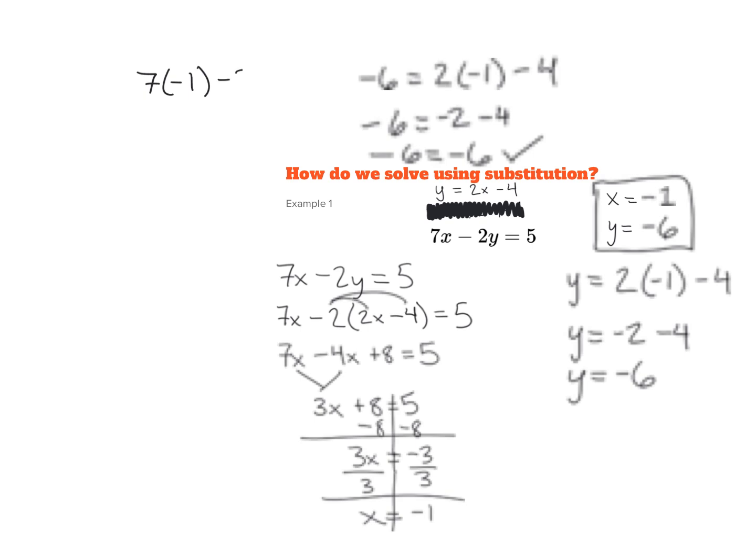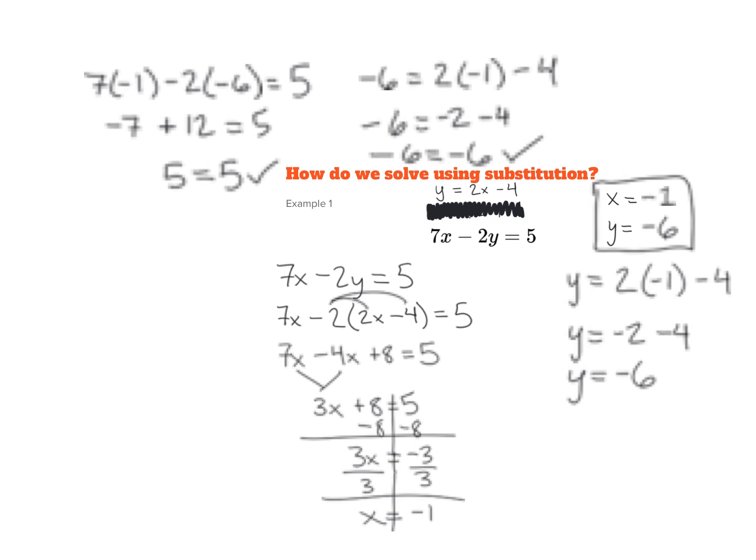I'm going to substitute in there, then I'm going to substitute in this one. And again, I should be able to set this equal to 5 and end up with this equaling 5. Well, 7 times negative 1 is negative 7. Minus 2 times negative 6 is positive 12. Negative 7 plus positive 12 is 5. And indeed, 5 equals 5. So what we've done is we found a value for x and y in which both of these equations are equal, which is exactly what we wanted in the first place.